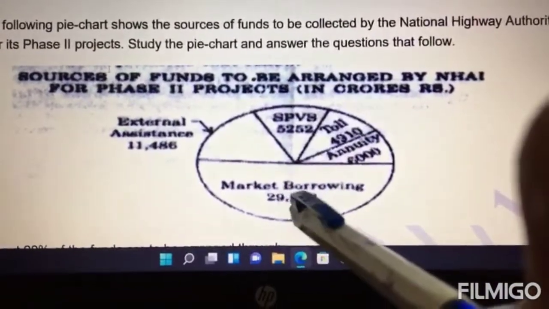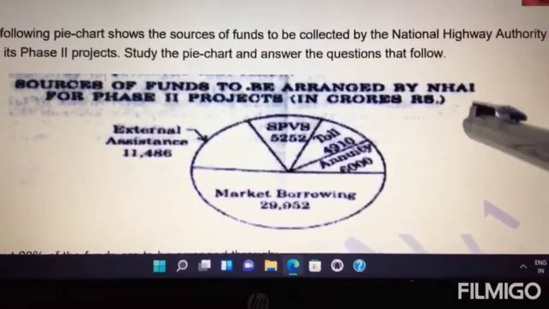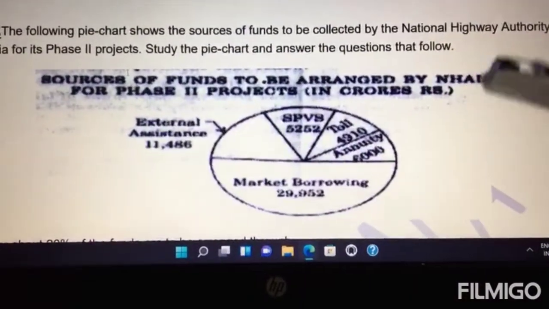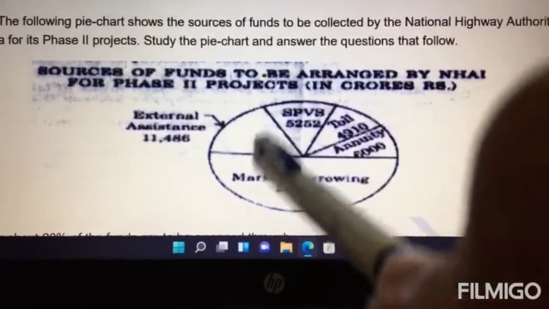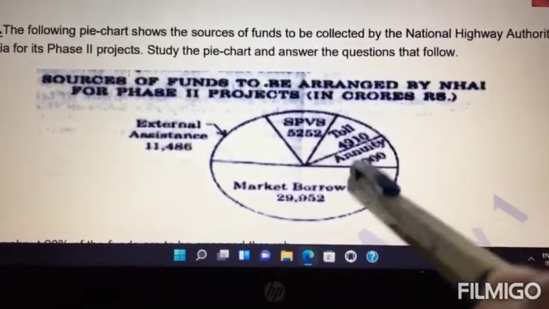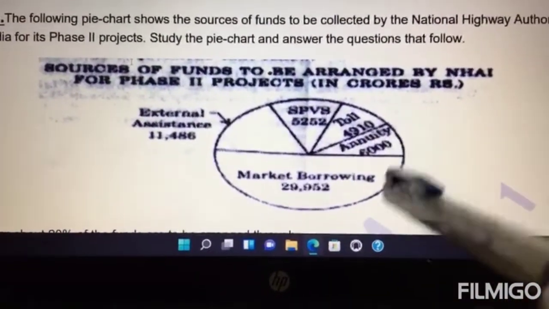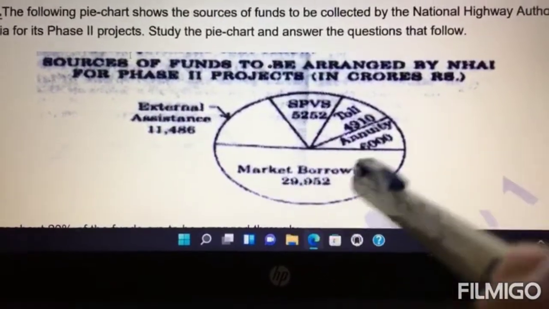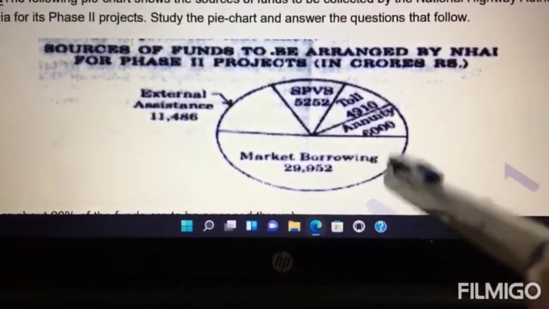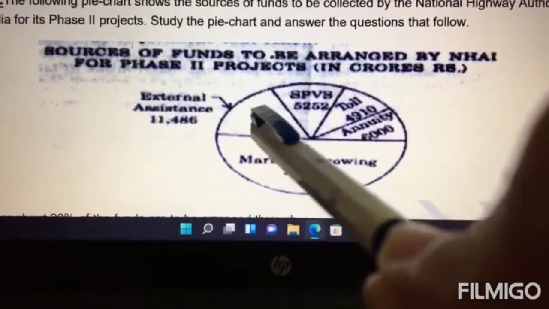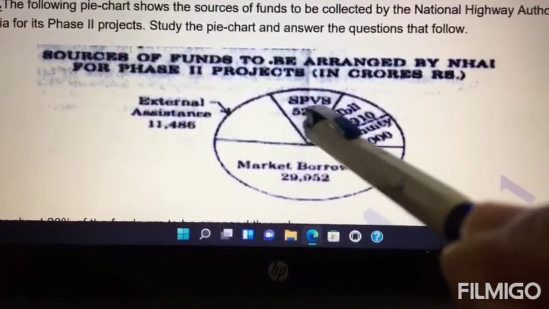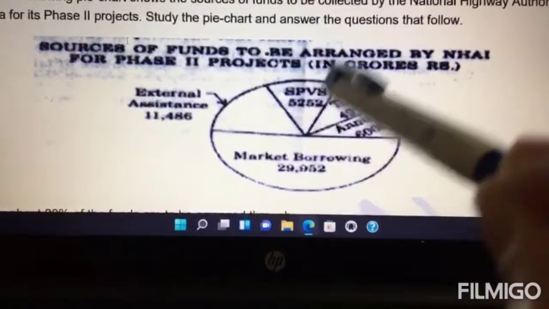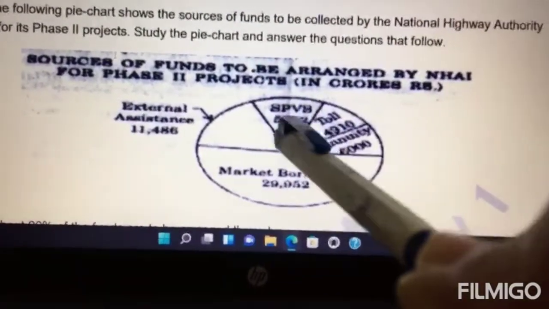So this pie chart shows different ways by which NHAI, National Highway Authority of India, that is the government authority which manages roads, bridges and other things, will raise money. For example, it will raise money through market borrowing. Market borrowing means borrowing from banks. External assistance means assistance from governments or other countries. SPVs means special purpose vehicle, which means this agency will set up a separate company.